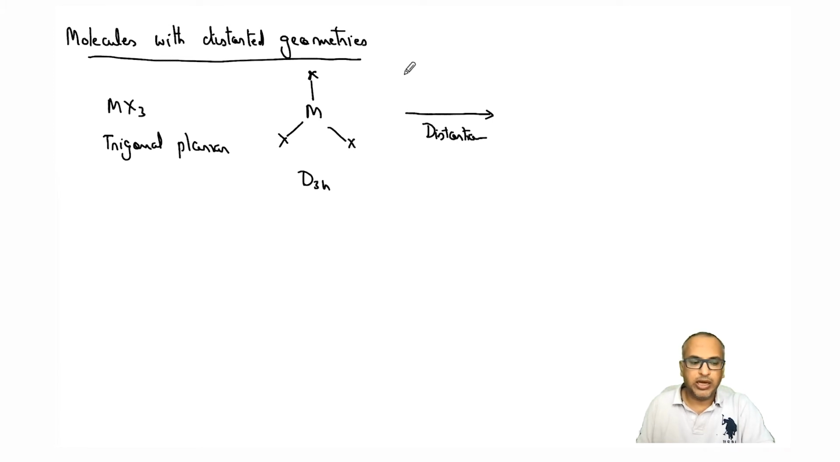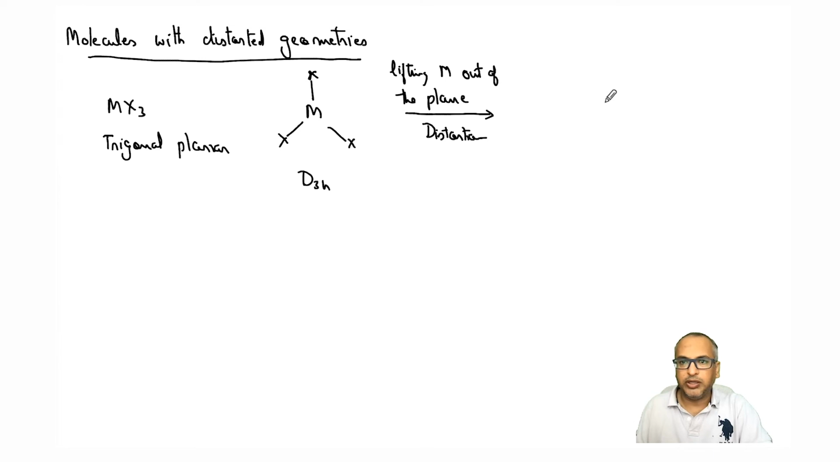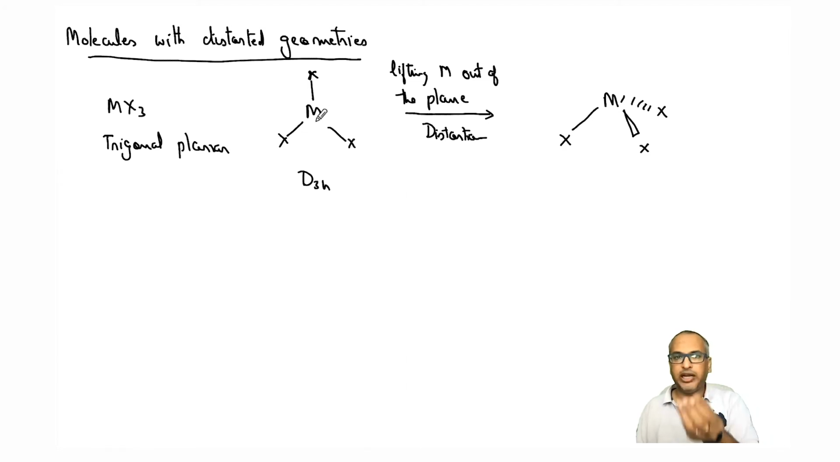where what I'm doing is lifting M out of the plane. So what happens if I lift M out of the plane of the board? Then basically it becomes like an umbrella. So you have X, X, X, right? So the top view still looks like this, but what you have done is you have lifted M out of the plane of the board. So now from D3h, you have gone to C3v, right?